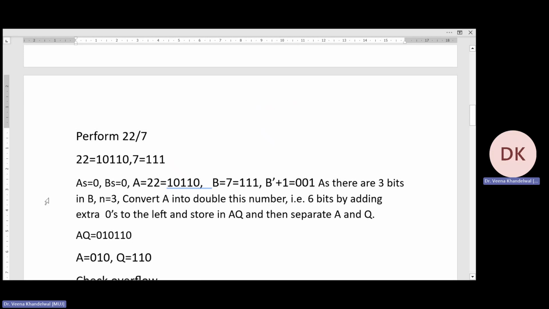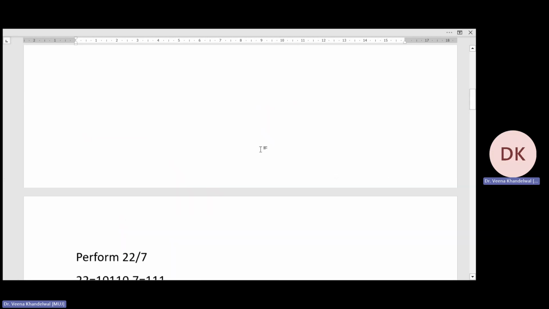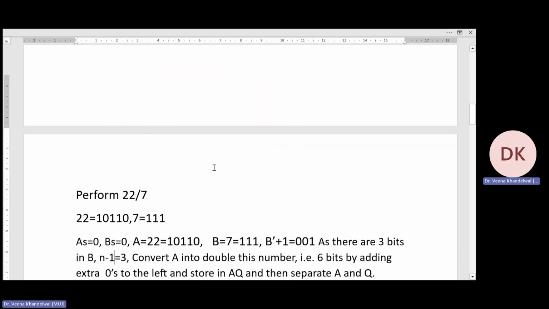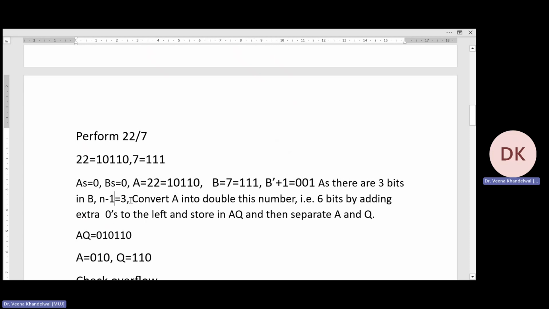So as there are 3 bits in B, and as you know, we have not included the sign bit in representing 7 as 111. So here we can say that n minus 1 is equal to 3, because if we include the sign bit, then the number of bits is n, but here we have not included the sign bit. So as was in the algorithm, we use n minus 1. SC is initialized by n minus 1, so here n minus 1 is equal to 3.